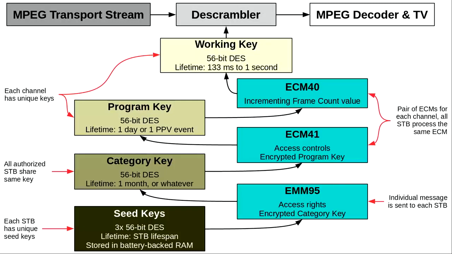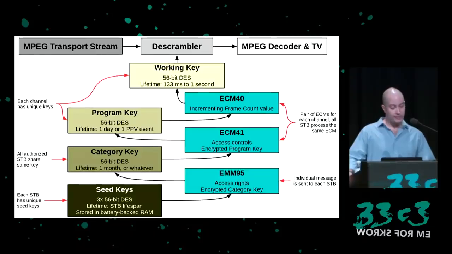An encrypted transport stream is sent via the cable or satellite, and it's passed through the descrambler in the ACP, and the result is a decrypted transport stream that is played by the MPEG decoder. The descrambler uses a working key. This is a 56-bit DES key that changes every 133 milliseconds, or in some cases they have it slowed down to changing every 1 second. This working key is generated by encrypting the frame count from ECM40 packets with a program key. The program key, again DES, comes from the ECM41 message and is encrypted with a category key. The program key is unique to each channel, and it changes daily or for every pay-per-view event.